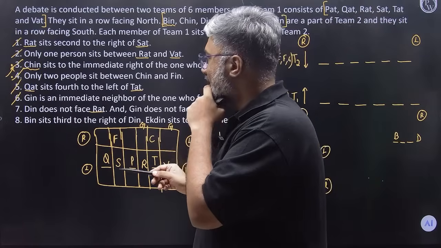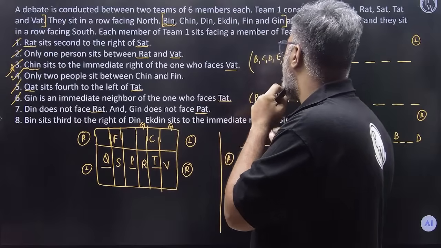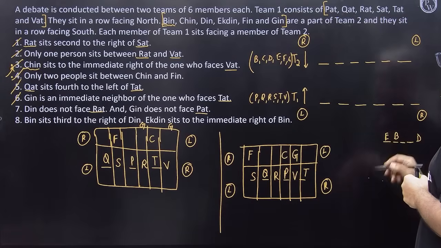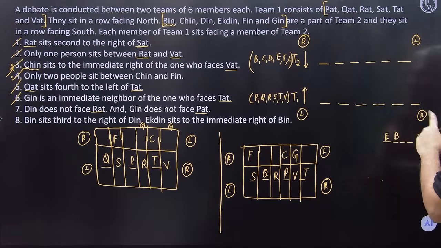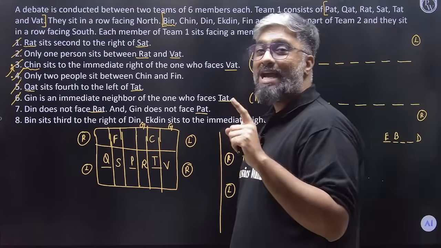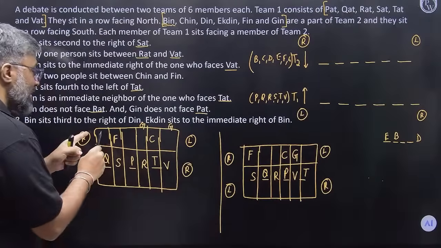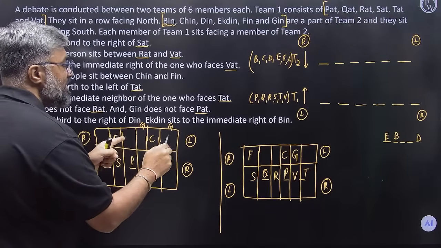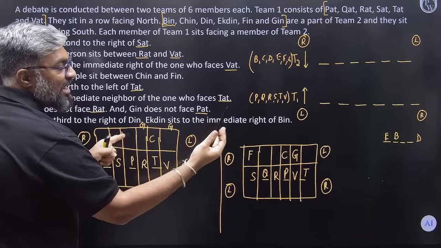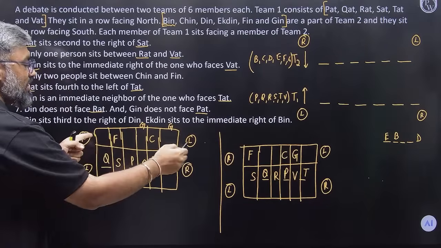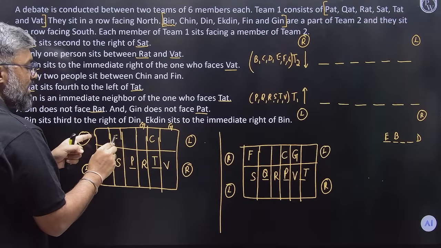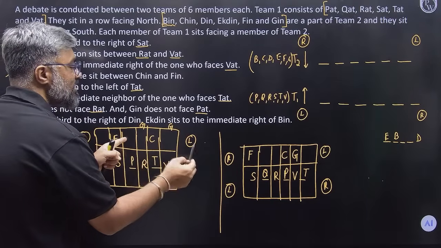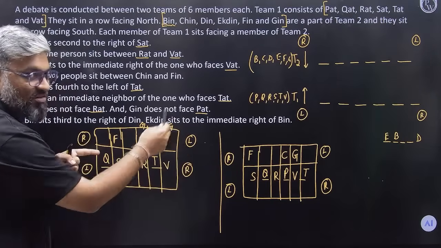Possible. Let's see. E sits to the immediate right of B. Immediate right of B is E. So now I have to place EB dash dash D somewhere. EB dash dash D. EB not possible. I can't do EB dash dash D anywhere here. F is sitting here, so I can't put D. This case is gone. Sad.